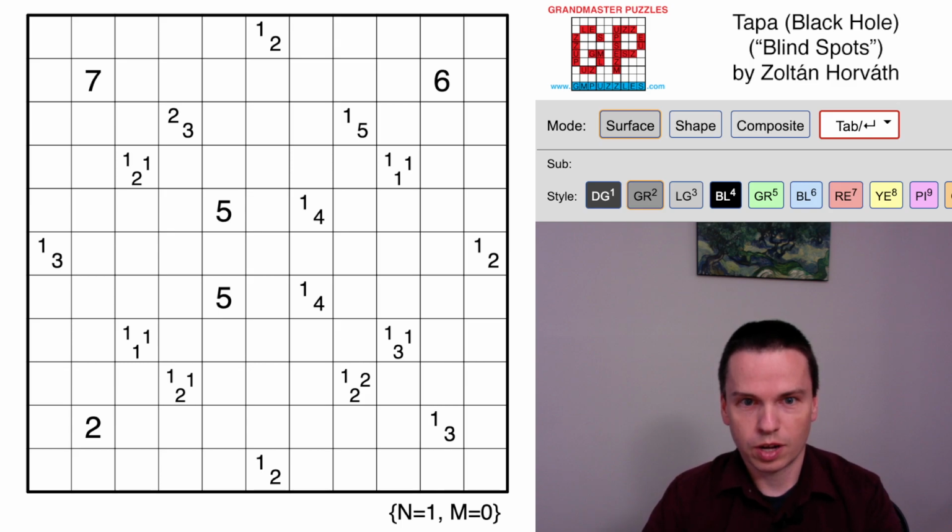So here to talk through this Tapa black hole variation by Zoltán Horváth called blind spots. This is a variation that will also appear in the Tapa Variations 3 book that we're releasing soon. In this case, we're going to have one black hole per row or column. That's with the n of 1, but the m equals 0 is an interesting constraint.